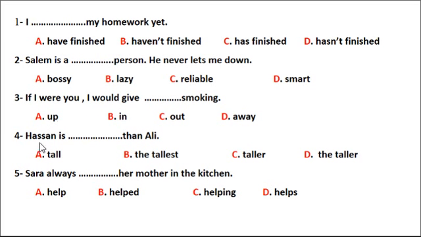Number 4. Hassan is blank than Ali. The answer is C, Hassan is taller than Ali. Question number 5. Sarah always blank her mother in the kitchen. A, help. B, helped. C, helping. D, helps. The answer is D, helps.